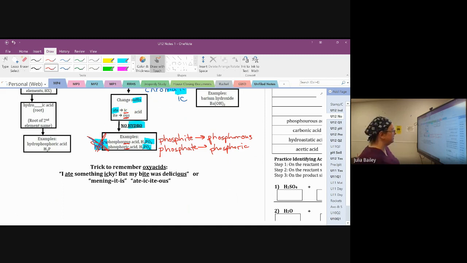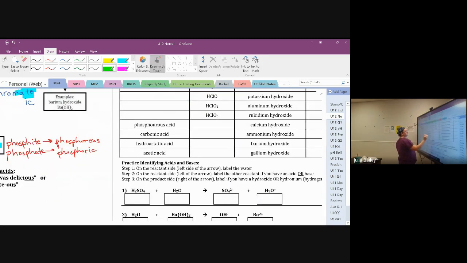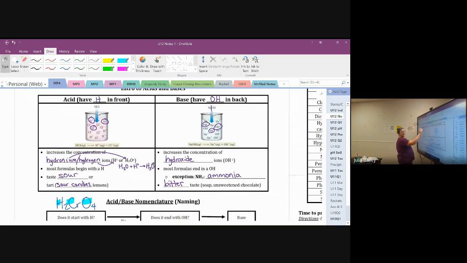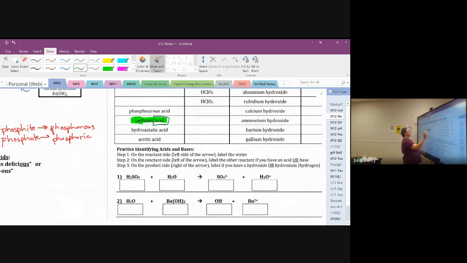Okay, let's try some more. We're going to try going backwards this time. So now I'm going to look at this one: carbonic acid. I know from the word acid that all acids in our acid formulas, at least in this class, have an H in front. So I'm going to definitely start with an H because the word acid is telling me what kind of compound it is, and acids are going to start with an H.